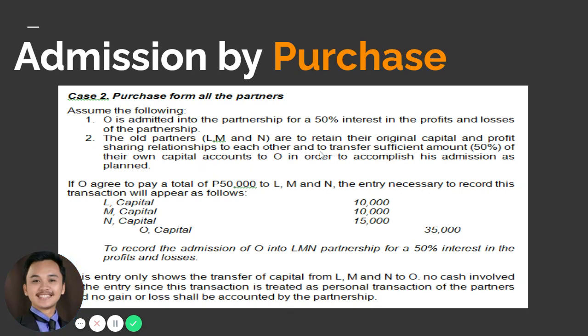to each other and to transfer a sufficient amount, 50% of their own capital accounts, to O in order to accomplish his admission as planned. So if O agreed to pay a total of 50,000 to L, M, and N, the entry to record this transaction will appear as follows. Since they have agreed to transfer 50,000, a total of 50,000 from the capital of L, M, and N will be credited to O capital. Okay?